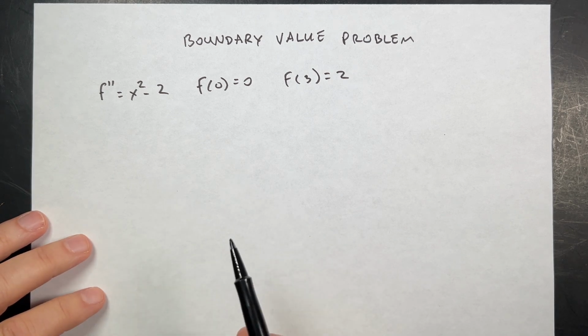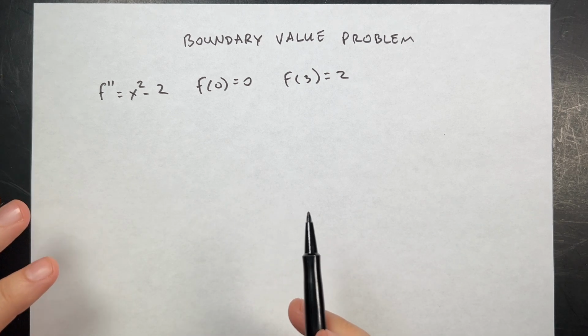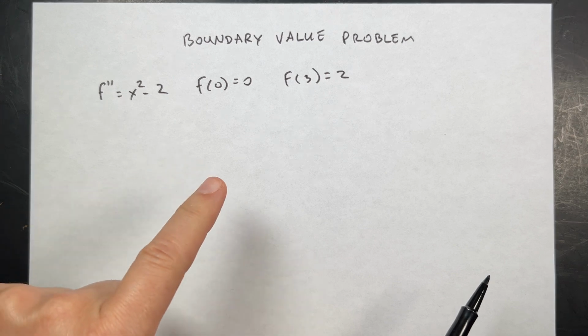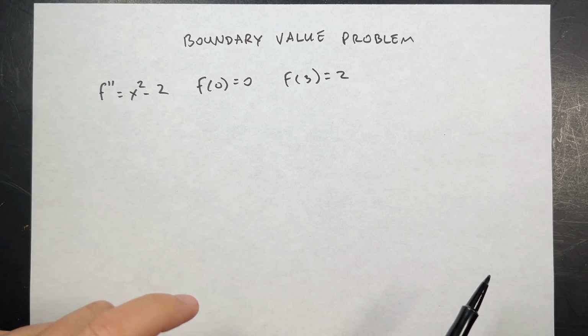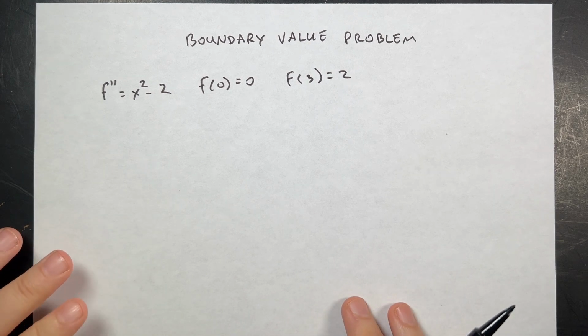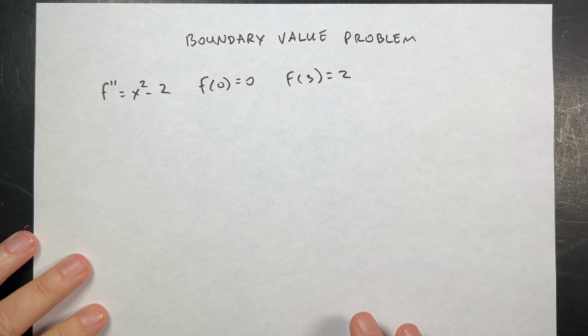We are going to solve a differential equation with boundary values, and I'm going to do it two ways. I'm going to do this analytically, and I'm going to do this in Python with the finite difference method. I forget how to do this stuff, so I'm really making this for me. Let's just get into it.